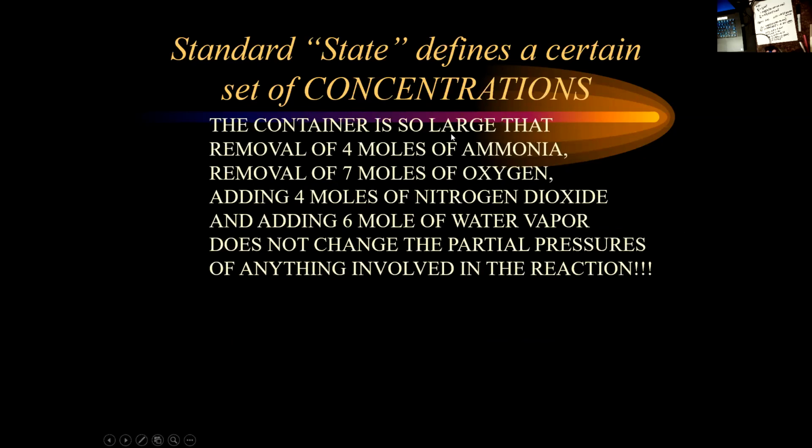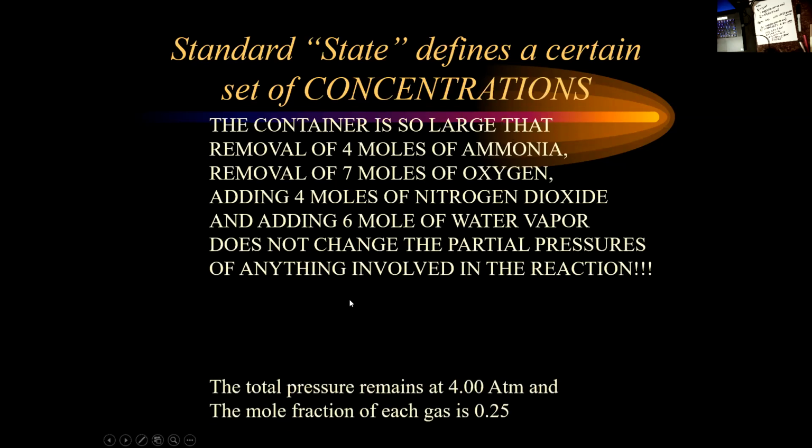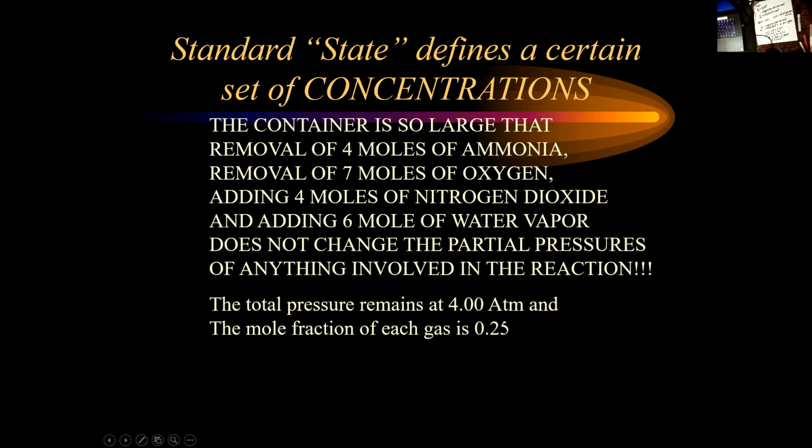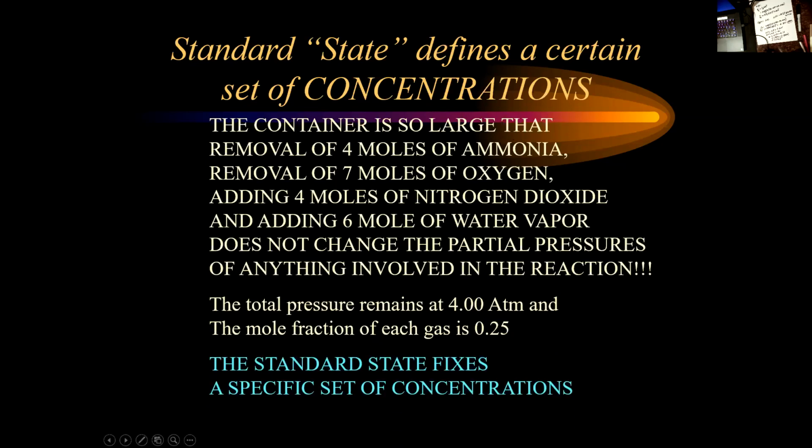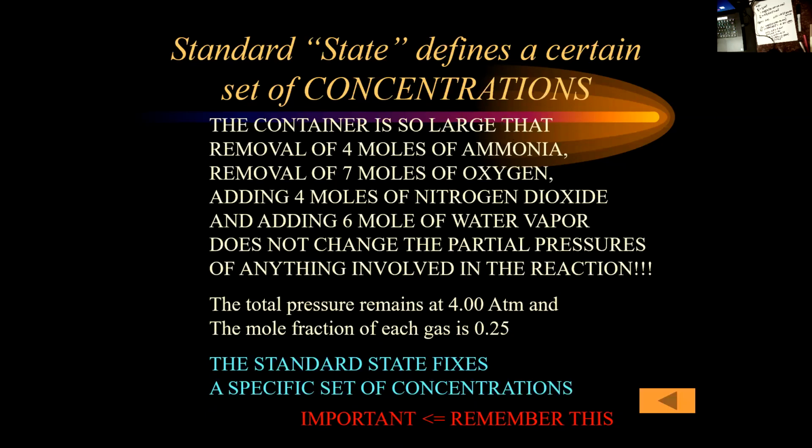So we want the container so large that removing 4 moles of ammonia, 7 moles of oxygen, and adding 4 more moles of nitrogen dioxide and 4 more moles of water doesn't change the partial pressure of anything involved in the reaction. That would be a huge container. And that's what it would look like. That's what our standard mixture is. The standard state fixes a specific set of concentrations for everything involved in the reaction. That's very important. Remember that. Your book didn't tell you that.